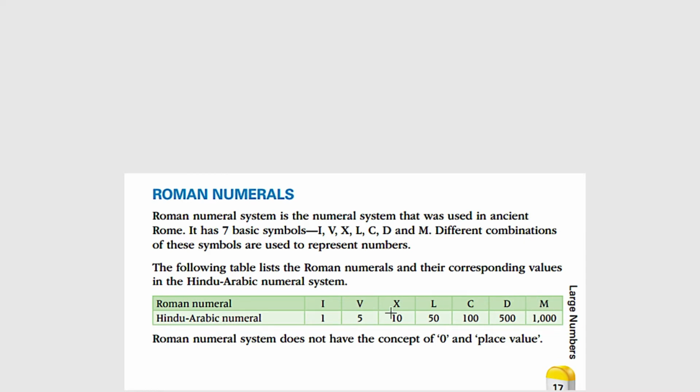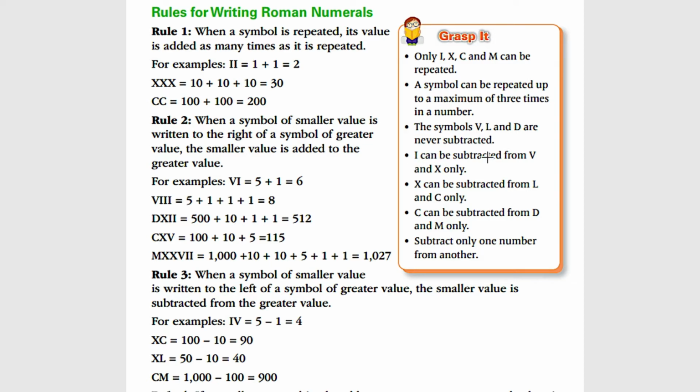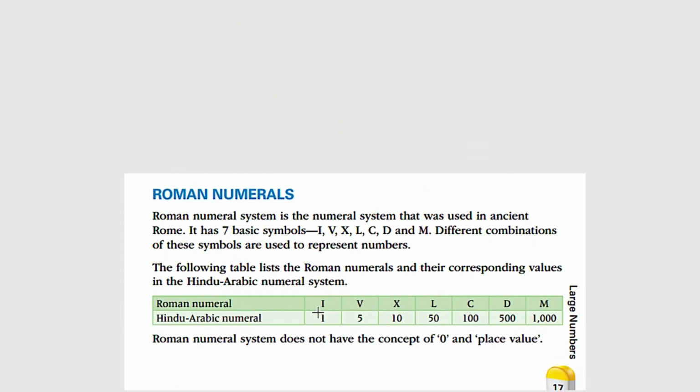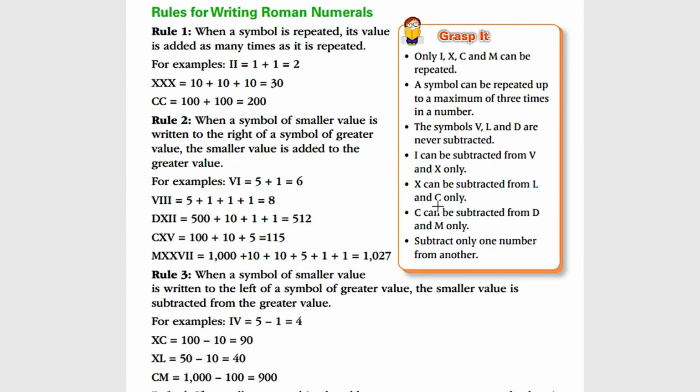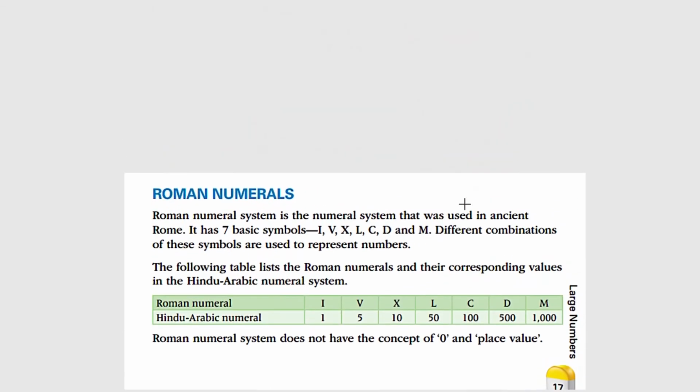और ये तो लास्ट में है. So I can be subtracted from V and X only. So over here I is allowed to be subtracted from V and X only. So if there is a larger numeral after I, then only V or X can be written after I. Then X can be subtracted from L and C only. So X के बाद if we want to write a larger numeral, then only L and C can be written. So X can be subtracted from L and C only.